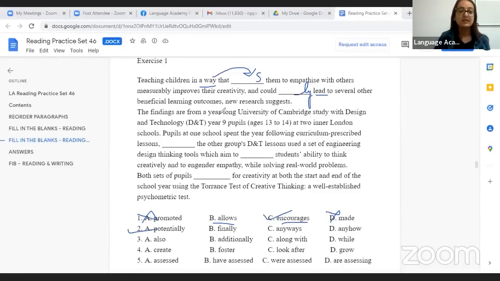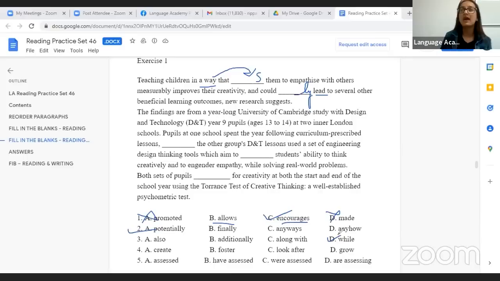The findings are from a year-long University of Cambridge study with this technology. Pupils at one school spent the year following curriculum prescribed lessons dash the other group's D&T lessons. So we are making a comparison between two different groups, and whenever we make comparisons, we use while or whereas. So when we look at the options, we do have while, so we should go with that.